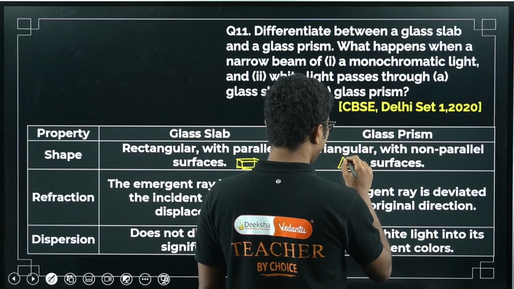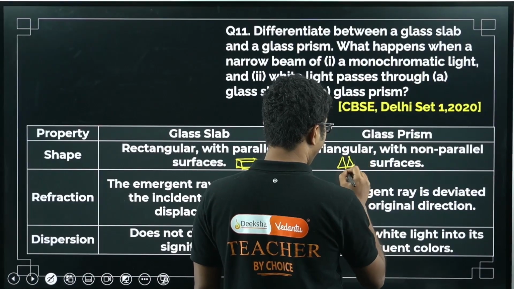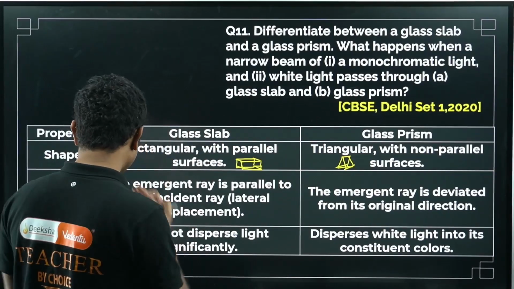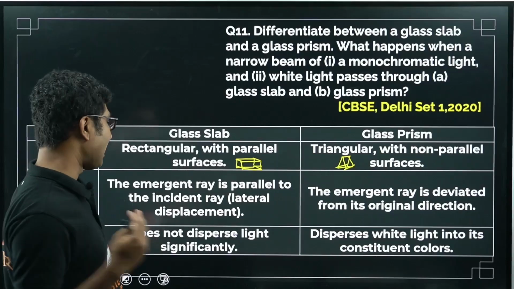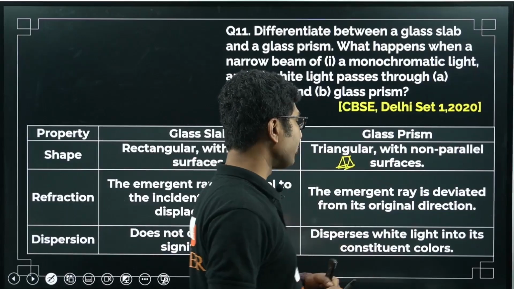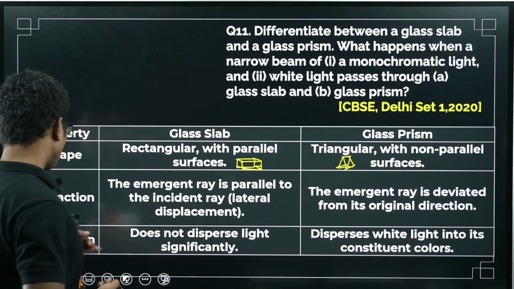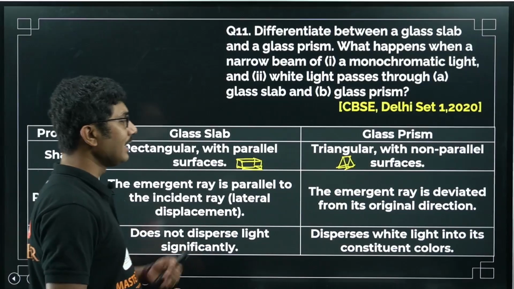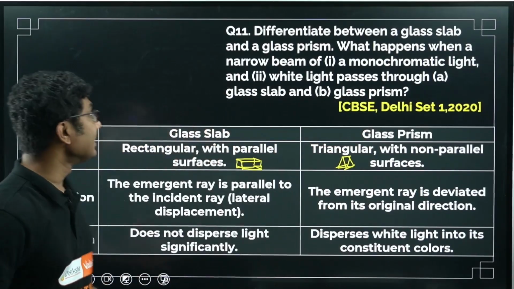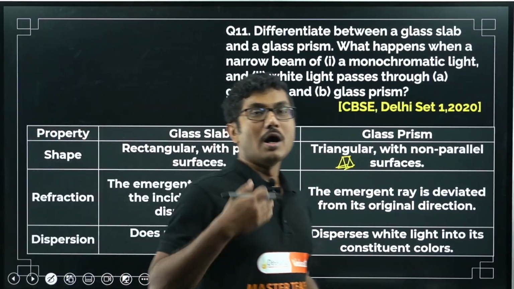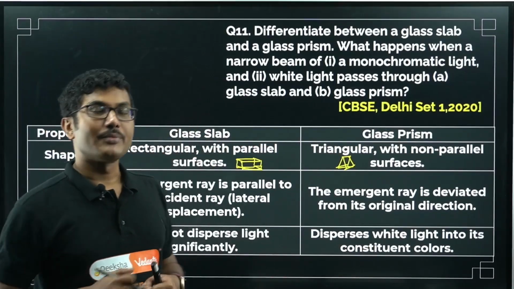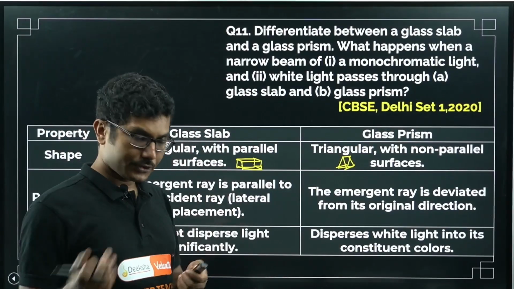So this is the glass prism. This is a three-dimensional thing. Next is refraction. In a glass slab the emergent ray is parallel to the incident ray and lateral displacement happens. In a prism, we know that the emergent ray is deviated from its original direction. Next is dispersion. A glass slab does not disperse light significantly, while a prism disperses white light into its constituent colors. A glass slab can basically be considered as a construction of two prisms, one dispersing and another one joining them back. That's why a glass slab does not show dispersion, but a prism does.